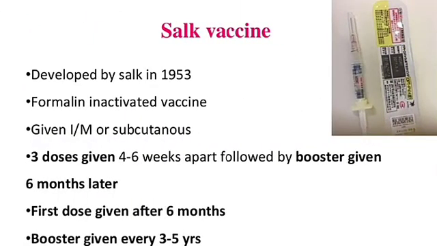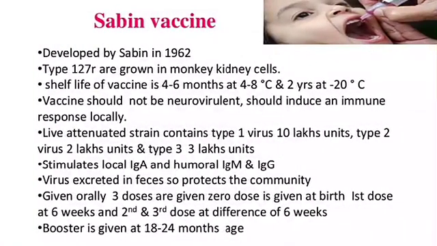Immunoprophylaxis. The Salk vaccine was developed by Salk in 1953, a formalin-inactivated vaccine. It is given intramuscularly or subcutaneously. Three doses are given 4 to 6 weeks apart, followed by a booster given 6 months after the first dose, and then a booster every 3 to 5 years.